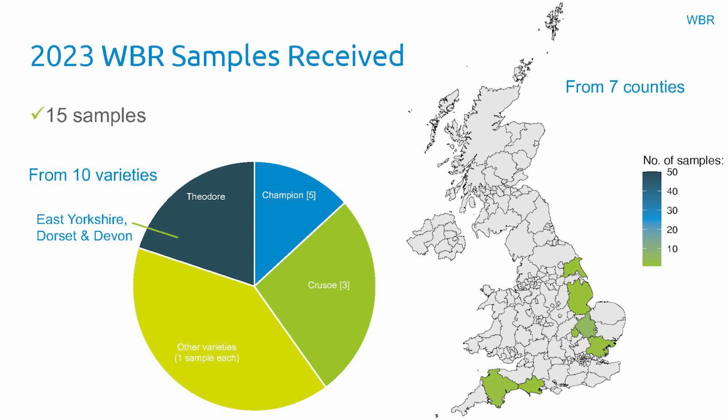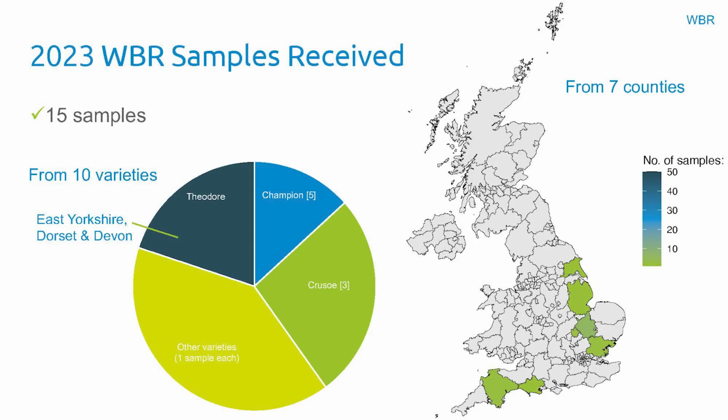Crusoe was actually the most sampled variety. We had 4 out of the 15 samples from Crusoe. Theodore, I had 3 out of the 15 samples. Champion, rated 5, I had 2 samples from Champion.